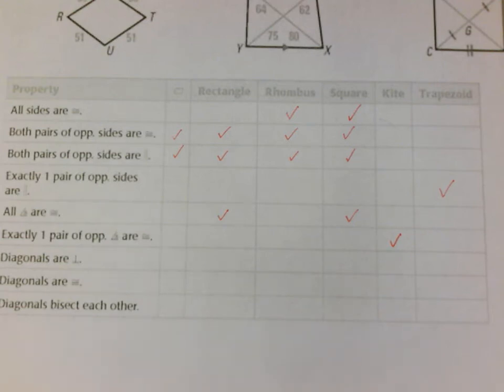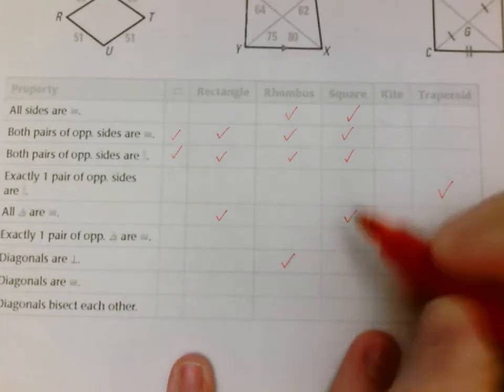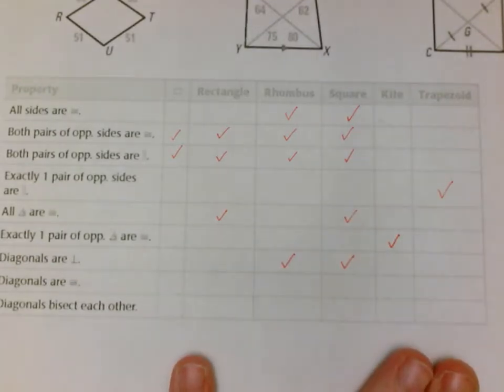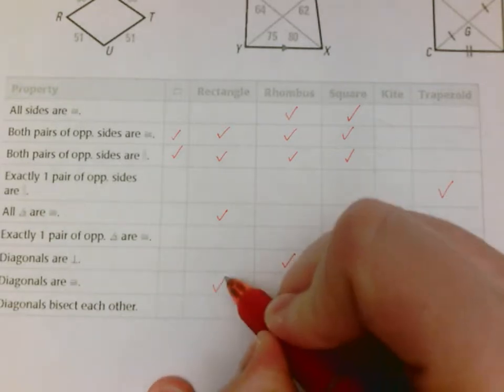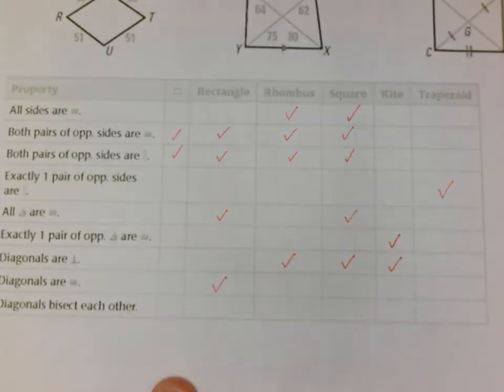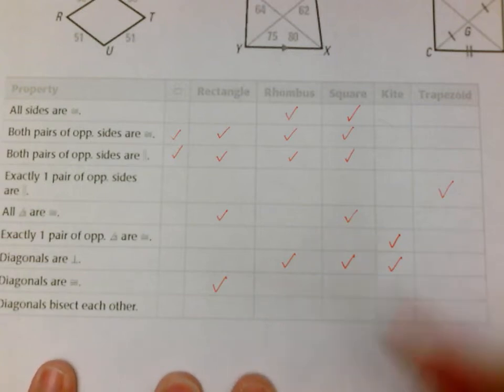Diagonals are perpendicular. Diagonals are perpendicular in a rhombus, so then that also holds true for a square. Diagonals are perpendicular also in a kite. Diagonals are congruent. That is a part of a rectangle. That is also true in an isosceles trapezoid, but since isotrap is not on this list, that's not a part of it. Diagonals are congruent in a square as well, because it is a rectangle.